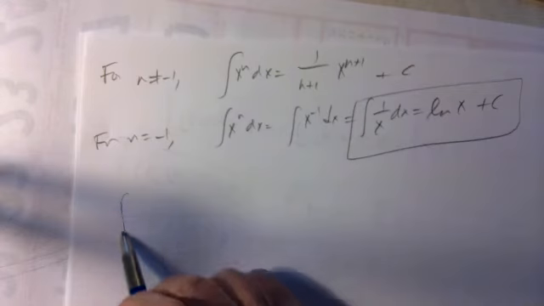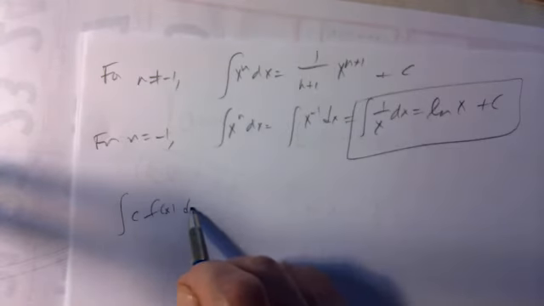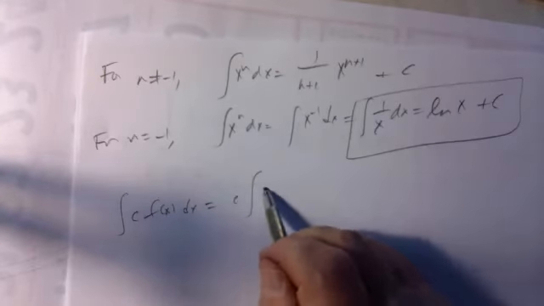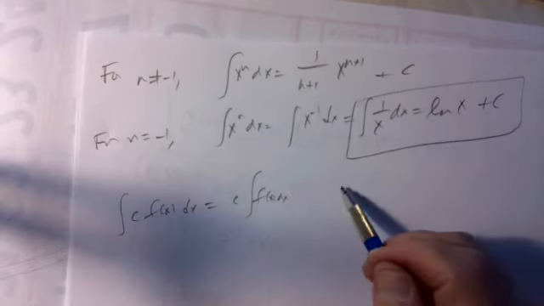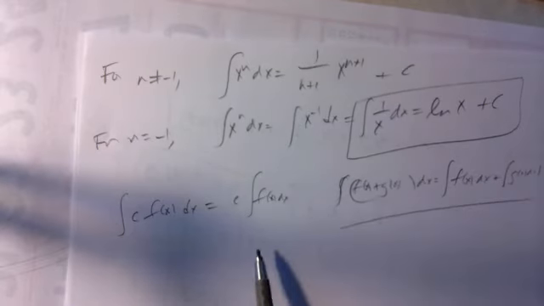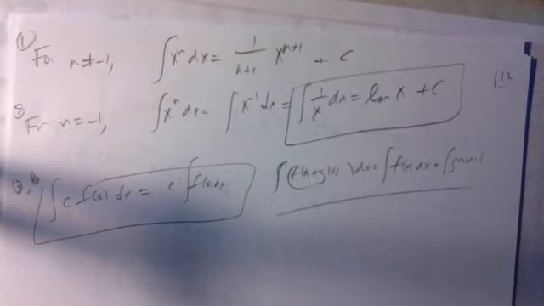We also have that the integral of c times f of x, you take the constant outside, is c times the integral of f of x. And the integral of f of x plus g of x dx is the sum of the integrals. So we have 1, 2, 3, and 4 are four fundamental properties of integration, or of the process of taking the indefinite integral.